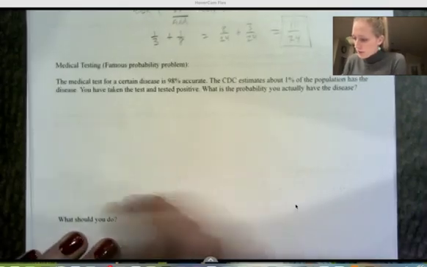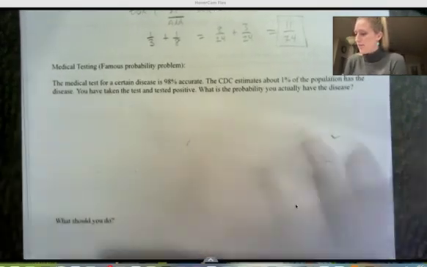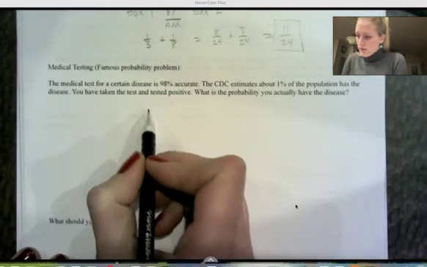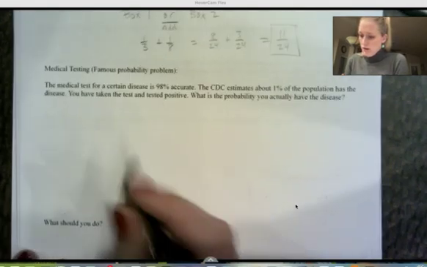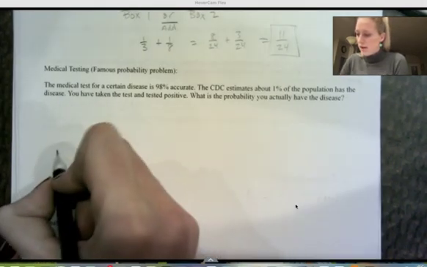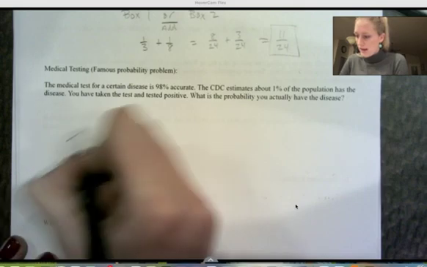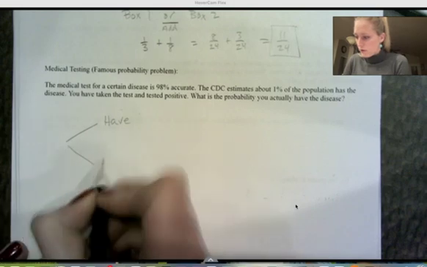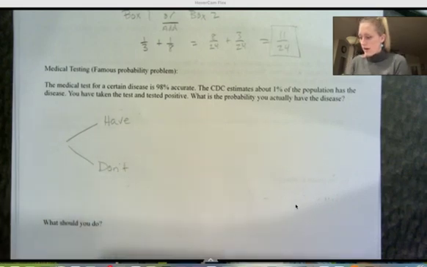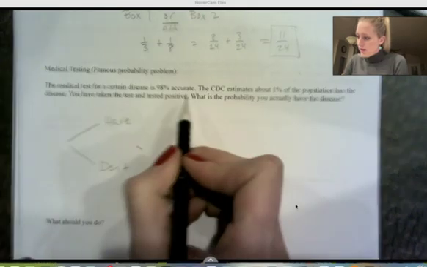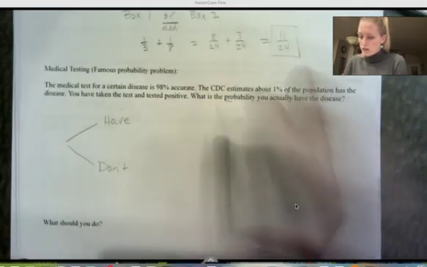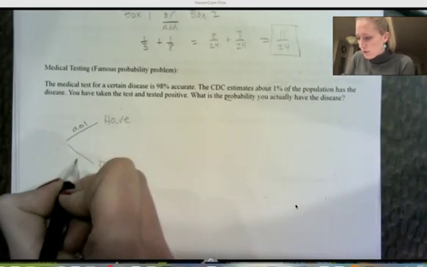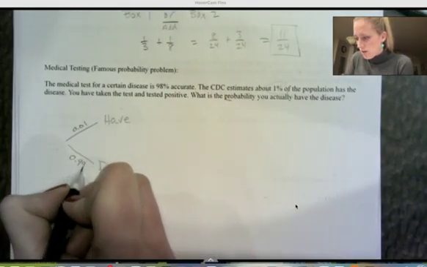Okay, so we're actually going to do the same thing. We're going to do a tree diagram. Okay, so we have the probability that you have it, and the probability that you don't. This is where 1% of the population actually has the disease, so 0.01. 99% of the population does not have the disease.